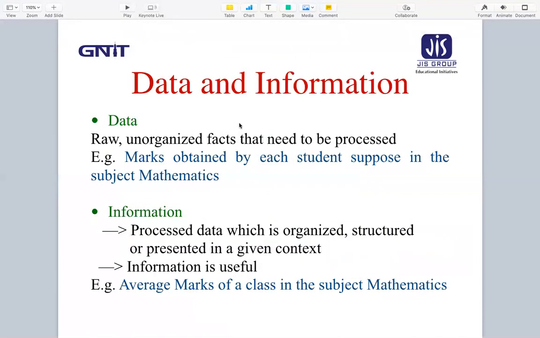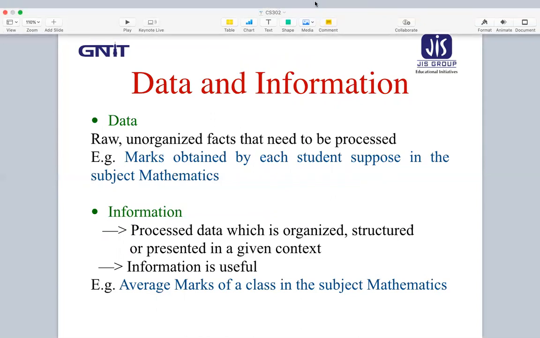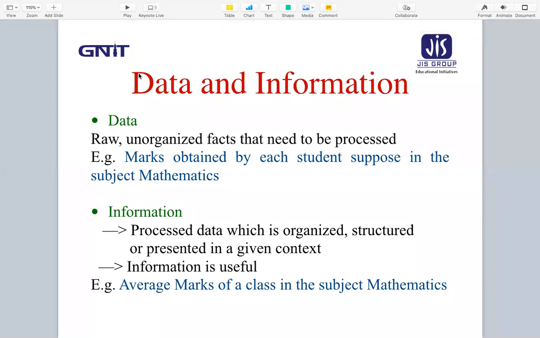So first, what is data and information? What is data? Data is some raw, unorganized facts. Suppose you have appeared for a mathematics examination, and each student of a class will be having some marks in it. Someone may get a 0, someone may get 85, someone may get 60, and so on. So there are multiple marks, one for each student in that class.